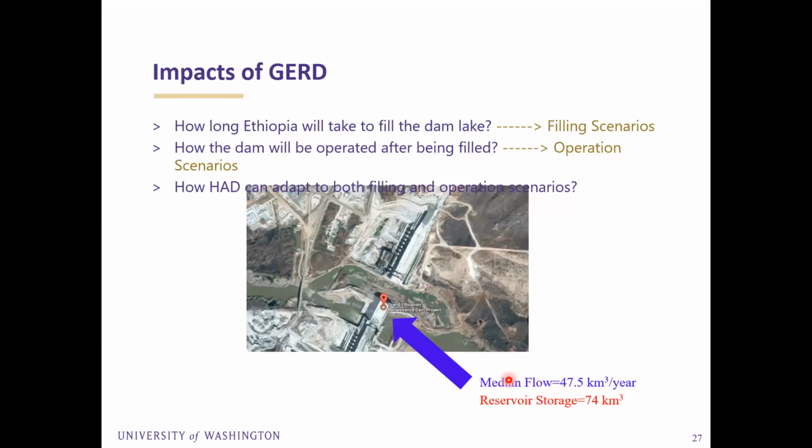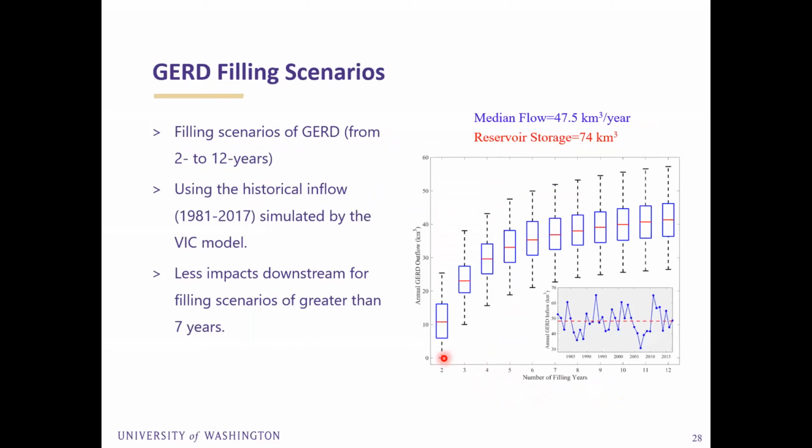Again, this is very important: the median flow, the average flow, is around 47.5 kilometer cube. The capacity of the reservoir storage is 74 kilometer cube. And why is this important? Because on average, Ethiopia has to take like 2 years to fill the dam. The fastest filling approach that Ethiopia can do is to fill the dam in 2 years. And so that's why we did the testing scenarios.